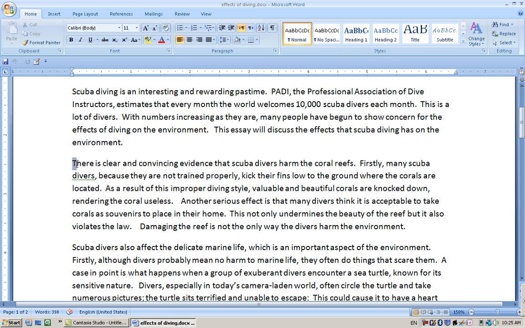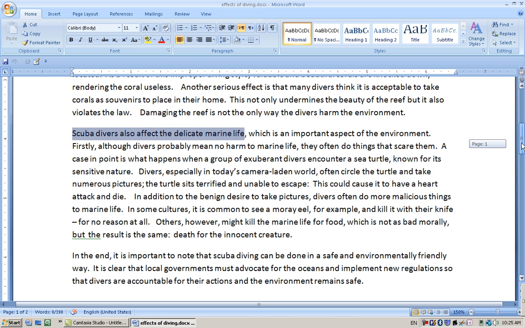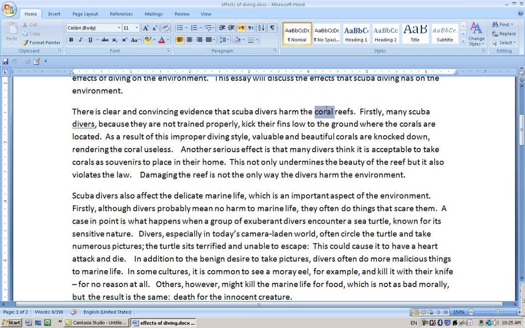So let's see if that happens, just for fun. This is the first body paragraph, it says there is clear and convincing evidence that scuba diving harmed the coral reefs. Okay, so one of the effects is it hurts the coral reefs. We go to the second body paragraph. Scuba divers also affect the delicate marine life, which is an important aspect of the environment. So the two effects are coral reefs and delicate marine life. Those are the ways that the environment is being affected. Without marine life, there really is no value in the oceans, right? So they are certainly part of the problem. They're the ones being affected.